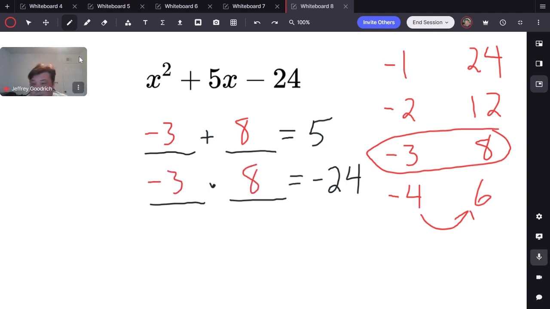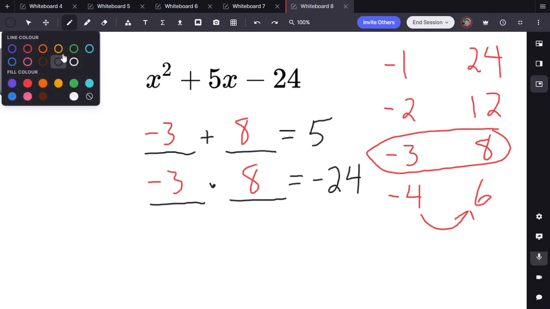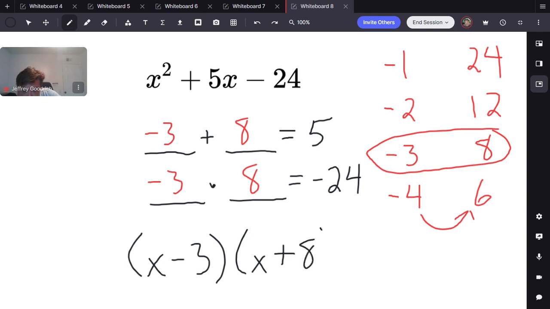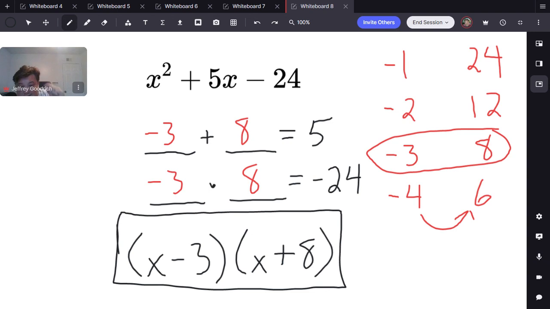And now that we have our two factors, we just plug it in, right? We just plug in our two binomials. We've got x minus 3, and we've got x plus 8. And that is it. That is our final answer.